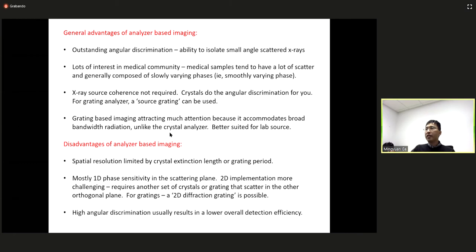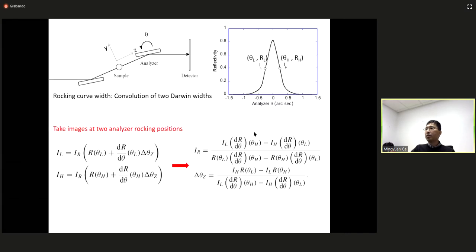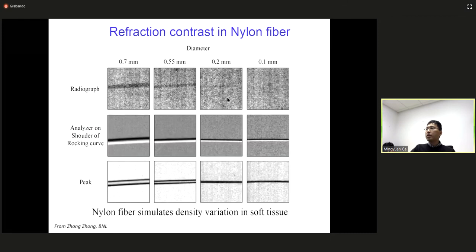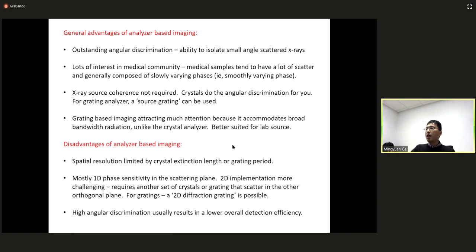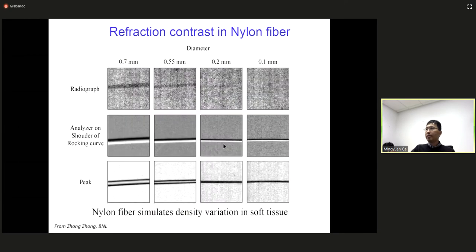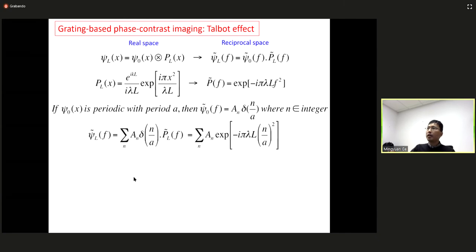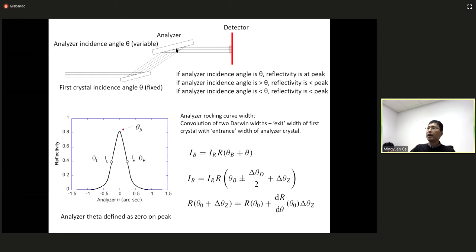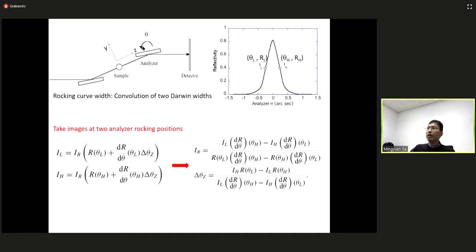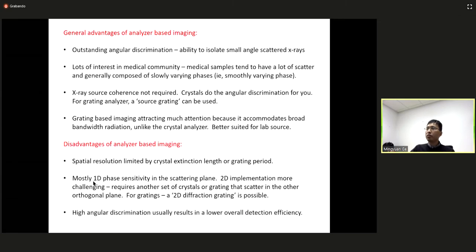But it also has some disadvantages, because the spatial resolution is really limited by your analyzer crystal. The crystal is really sensitive to how much diffraction you can detect. And because the diffraction only happens in one direction, like rocking in this way, we do not have any information in the perpendicular direction. So it's only sensitive to 1D objects, and the 2D implementation is more challenging.